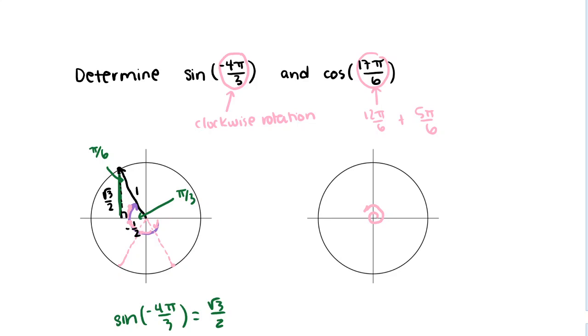And so pi over 6, right, that's 30 degrees. And so if I add one set of 30 degrees, I'm there. Another set of 30 degrees, a third set, a fourth set. Maybe that one's not so good. A fourth set, and then a fifth set.